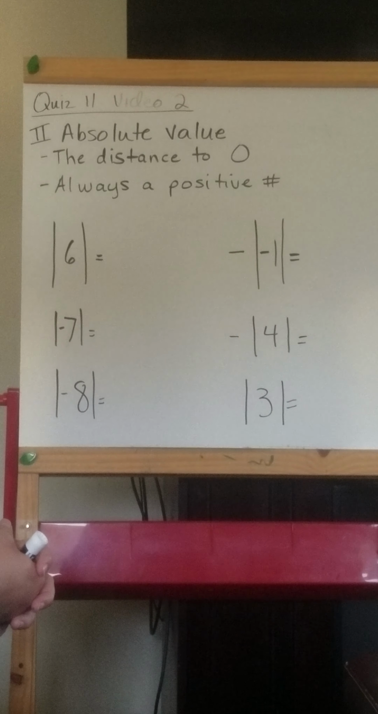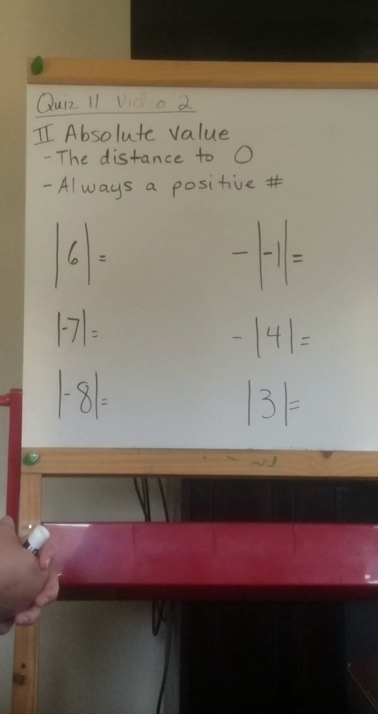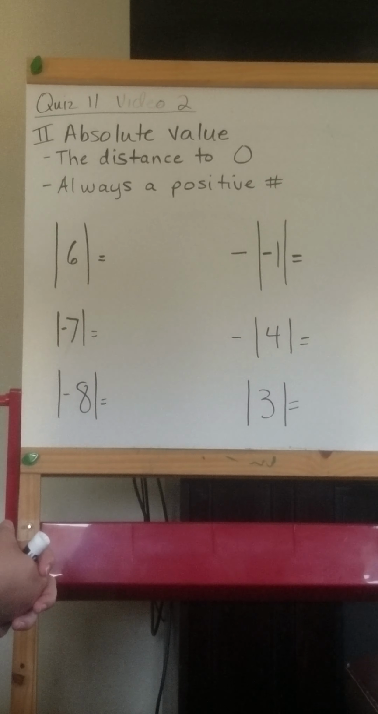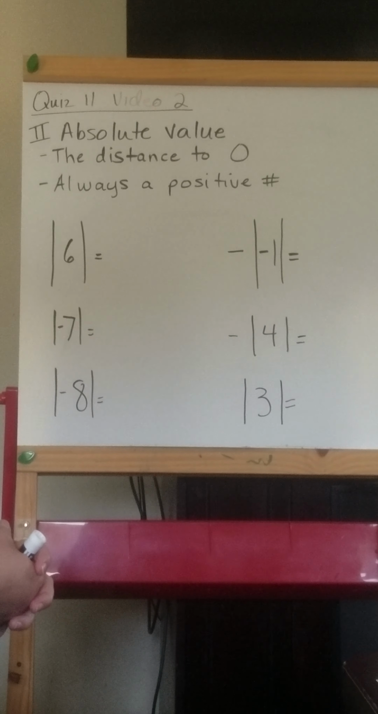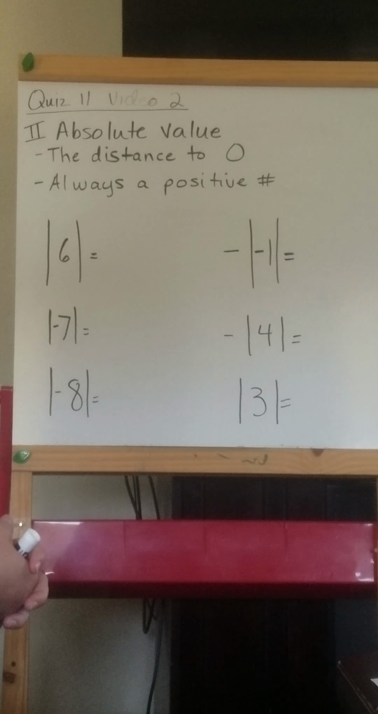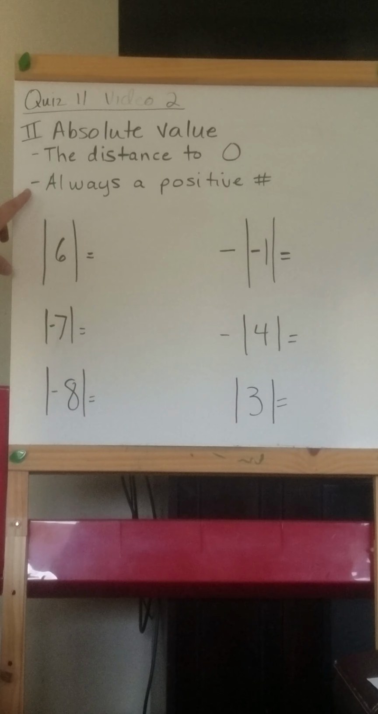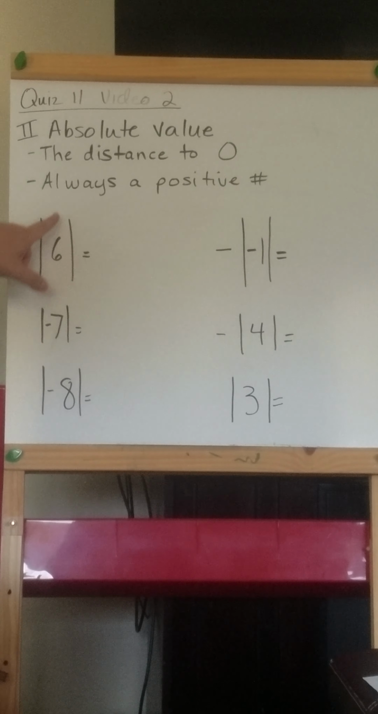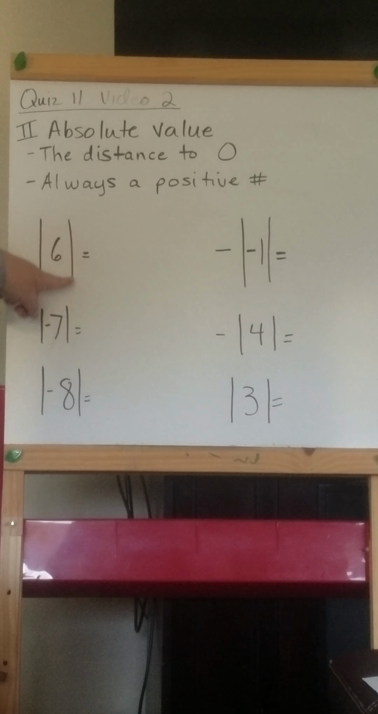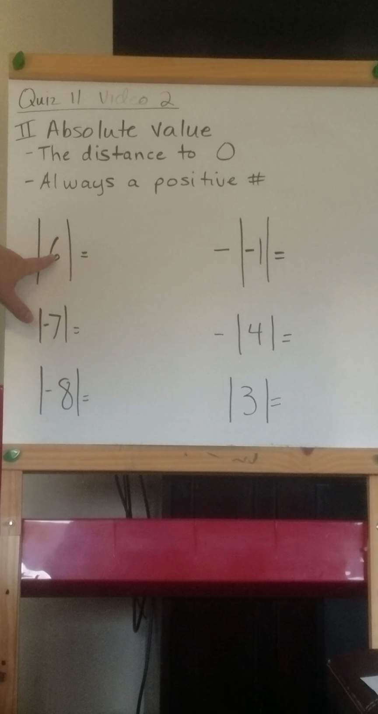So if you are at -1, you're still one step away from 0. If you are at +1, you're one step away from 0. So again, it just means how many steps you are away from 0. So how do you do it? You look at the number, and these two lines here mean find the absolute value.